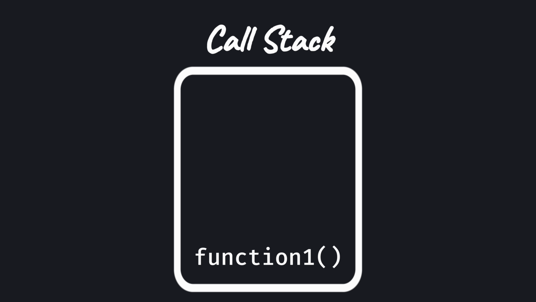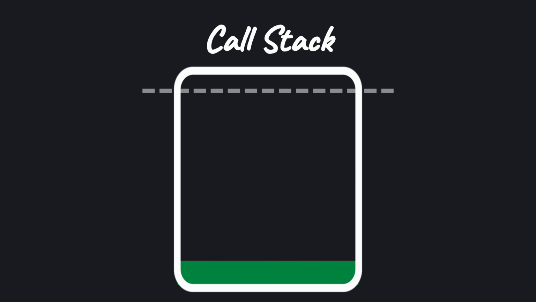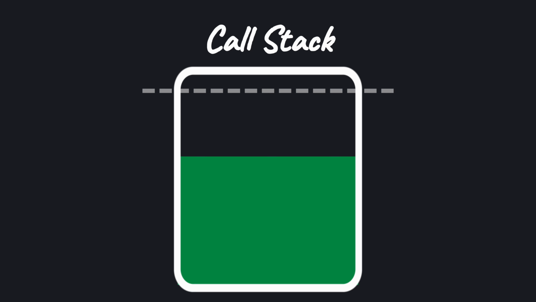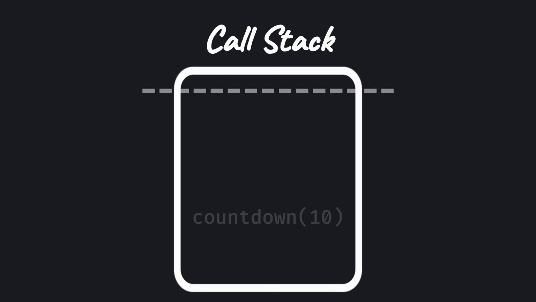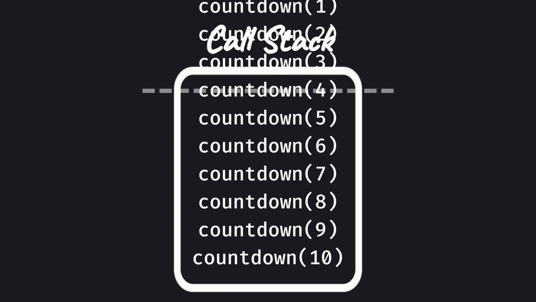To understand why this happens, it's important to grasp the concept of the call stack. The call stack is essentially JavaScript's to-do list. Each time we call a function, it's placed at the top of the call stack, and when the function completes, it's removed. The issue arises because the call stack has a limit. If we overload it with too many tasks, it will eventually hit that limit and stop to prevent the program from running indefinitely. And that's exactly what our countdown function is doing. It keeps calling itself without an end.